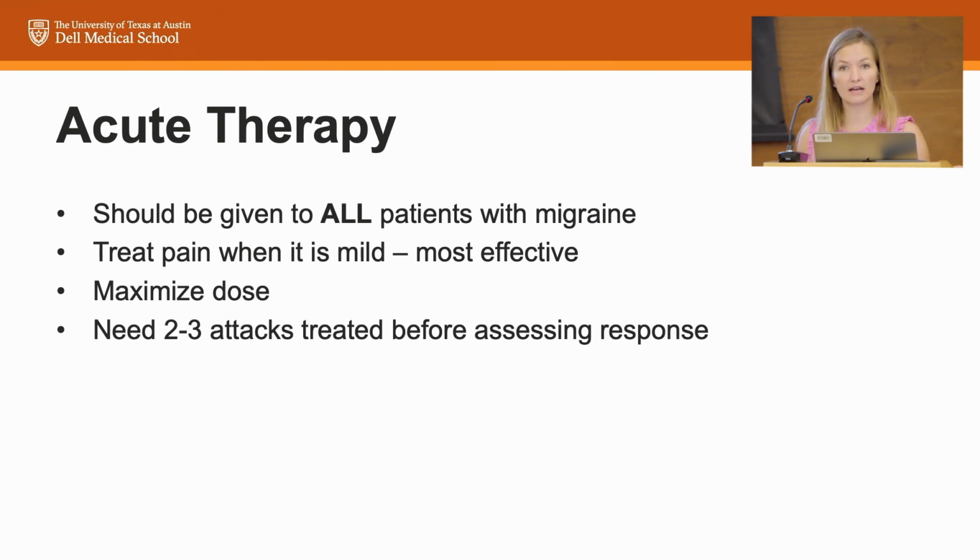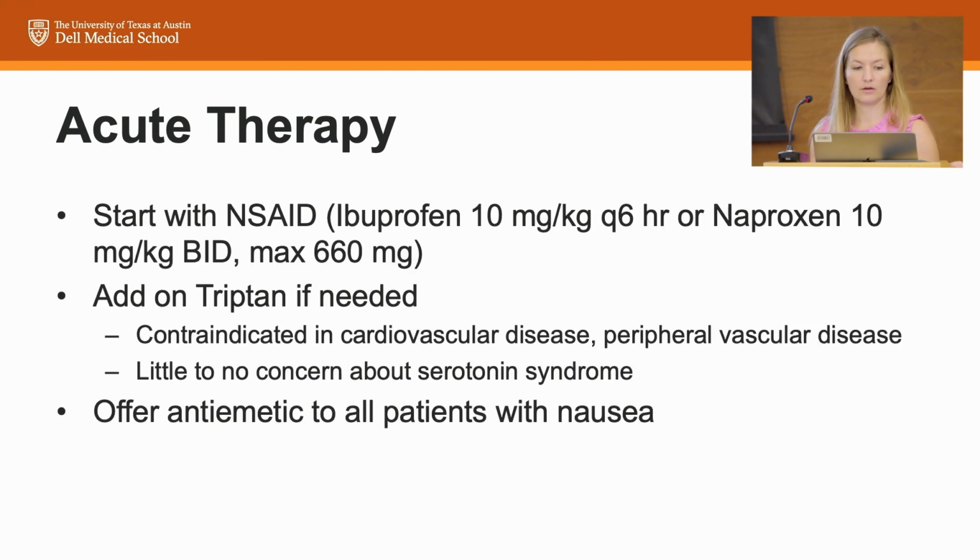Maximize dose if you're not having side effects before changing your acute medication. And normally I tell families we need to at least try to treat 2 to 3 attacks before I know if it's helpful or not. I tend to start a multi-layered approach. So I start with an NSAID, most of the time naproxen or ibuprofen, and then add on a triptan if needed. We know that the combination of a triptan and an NSAID is more beneficial than just one alone.